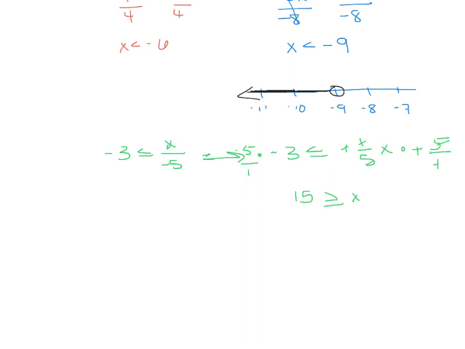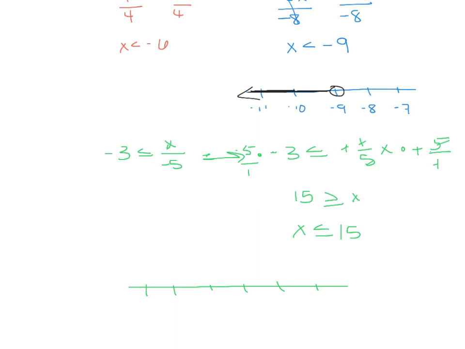Now remember that when your variable is on your right side, you can't just follow that rule that we always follow. You have to switch it so that this says x is less than or equal to 15. Now that the variable is on the left side, you can follow the rule we've been using the whole time.